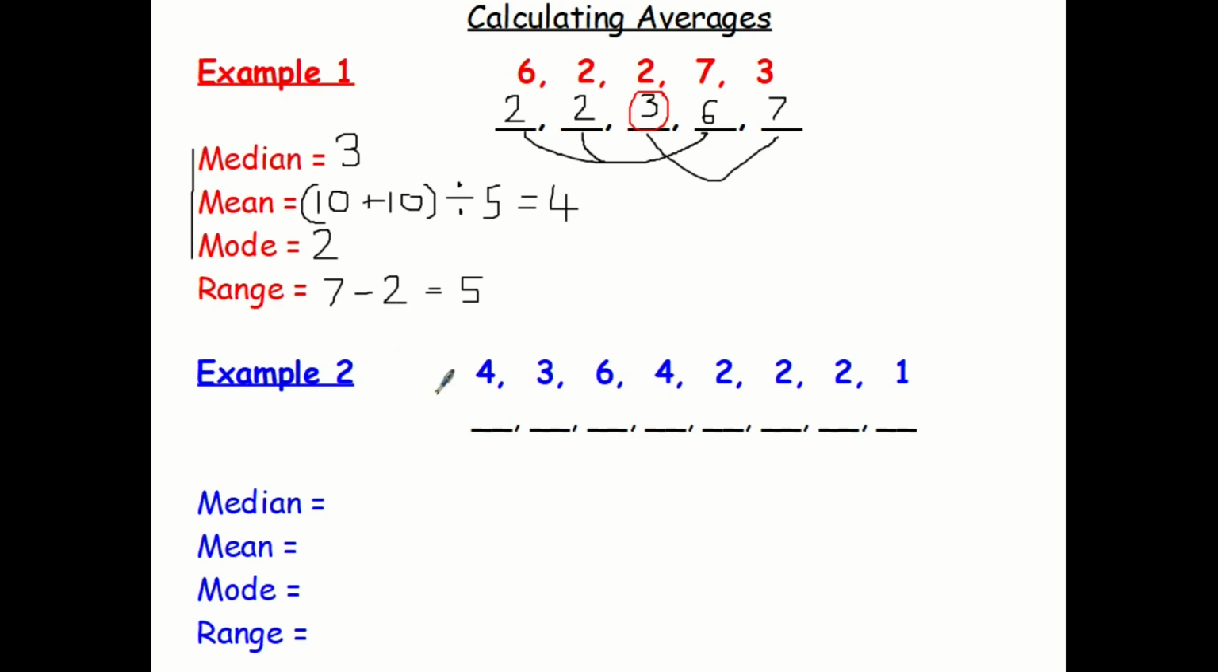Example number 2. We've got some numbers here. Now the first thing I'm going to do is put them in order. So 1, and I've got a few more here, so I'm going to cross them off. I've got 3 2s. I've got a 3, a 4, a 4, and a 6.